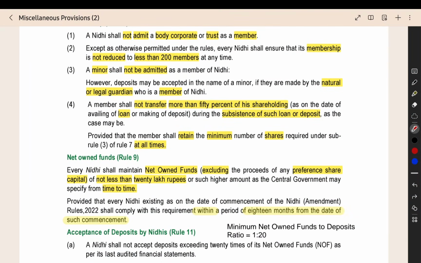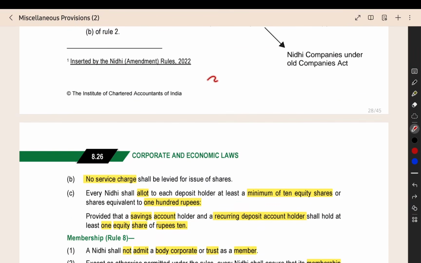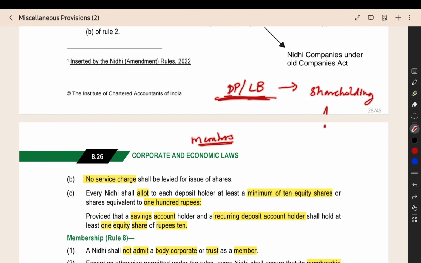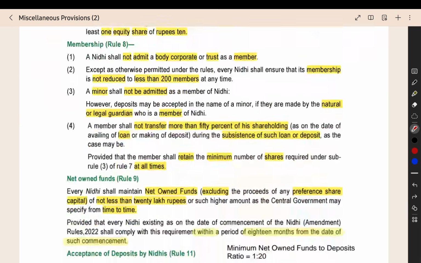If you are getting a loan or deposit from the Nidhi, you are a deposit holder or a loan borrower from the Nidhi company. Both can be done by members only. You are a member, you have deposited or you have got the loan, you are having the shareholding, right? Only persons having the shareholding can do this. When you are having a loan or a deposit pending, you cannot transfer 50% of your shareholding. You can transfer the share, but 50% you cannot transfer.